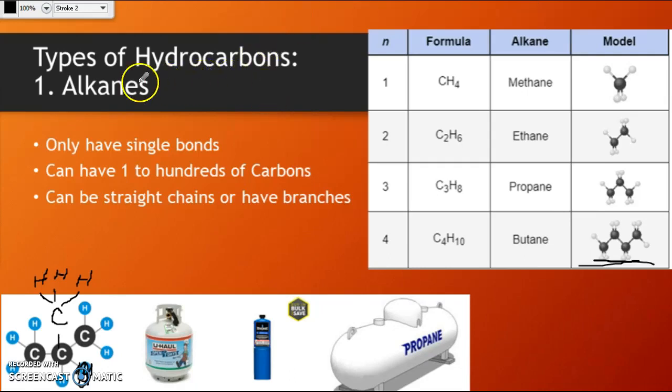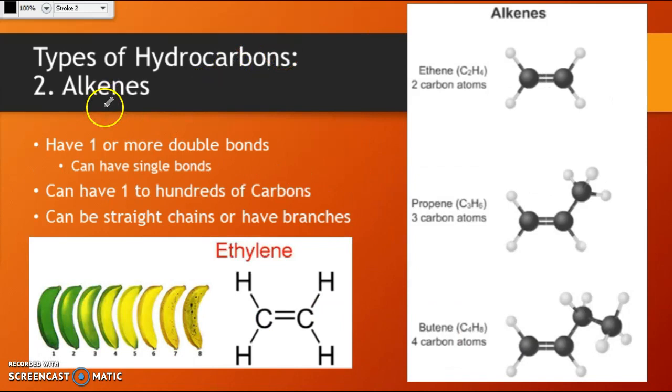All right, our next type of hydrocarbons. So again, the big thing with alkanes is they all have single bonds. The next one is called an alkene. An alkene has 1 or more double bonds. It also has single bonds. Again, it can have 1 to hundreds of carbons, and it can be straight chains or have branches. I guess technically I should say it's 2 to hundreds, right? If you're going to have a double bond, usually there's 2.